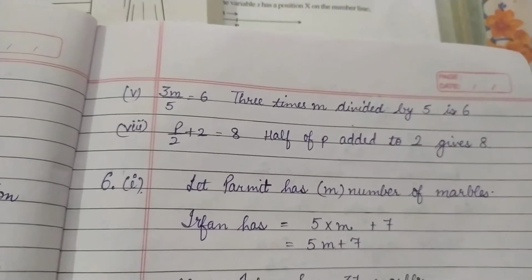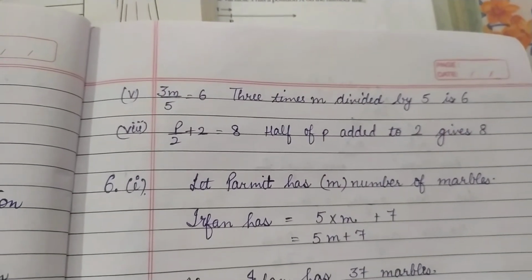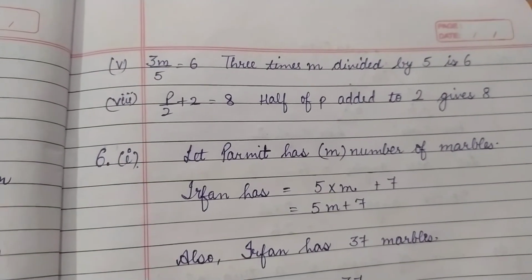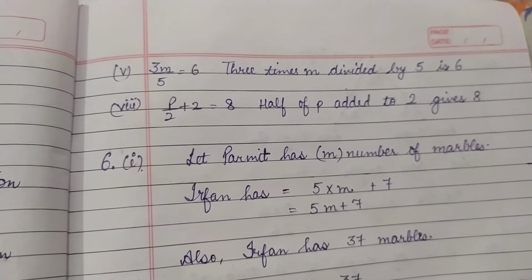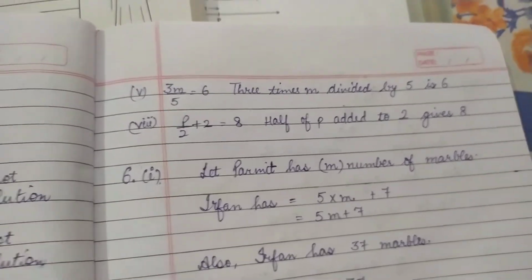3m upon 5 is equal to 6. 3 times m divided by 5 is 6. P upon 2 plus 2 is 8. So p upon 2 is 1 by 2 of p. So half of p added to 2 gives 8.